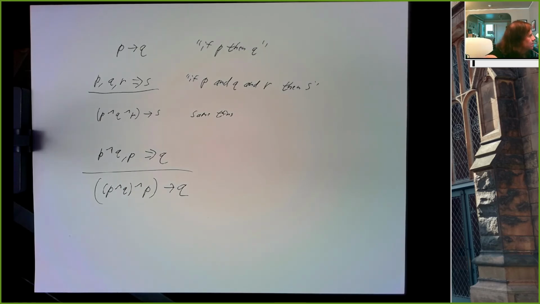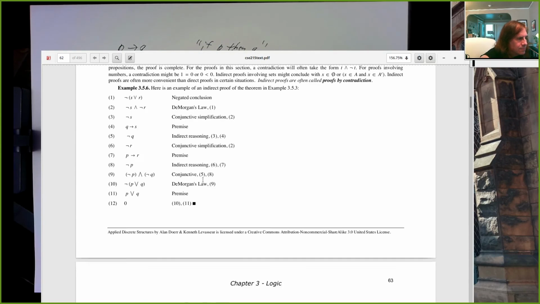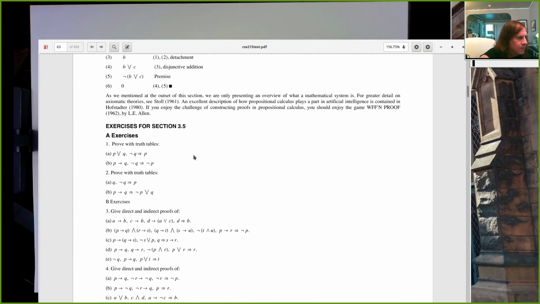Let's see, is there a typo on 3.5.2a? Let me see what 3.5.2a looks like. 3.5.2a: prove with truth tables Q and not Q implies P. That is correctly stated. So the comma means that given the hypotheses Q and not Q, we can conclude P must follow.